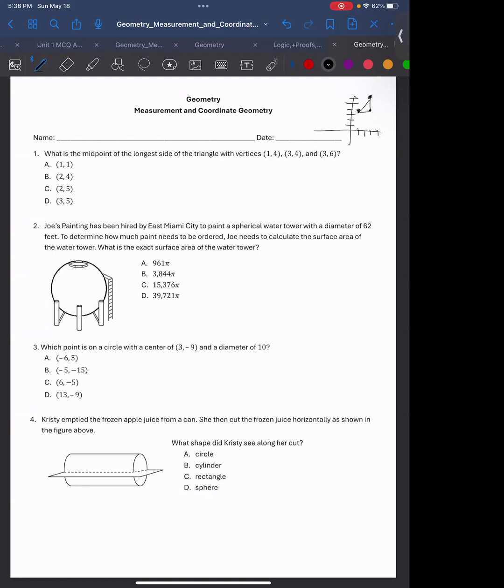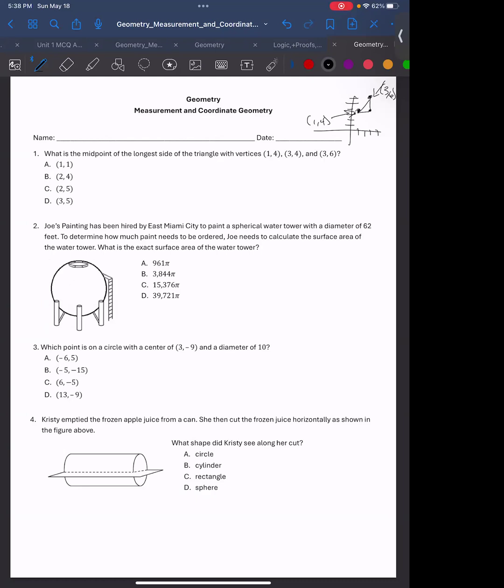Now, what would be my longest side? The hypotenuse, right? Which is from what point to what point? This is my (1, 4), and this one would be my (3, 6). So now all I have to do is the midpoint formula, and lucky for you all, the midpoint formula is on your reference sheet. So you don't even have to remember it.